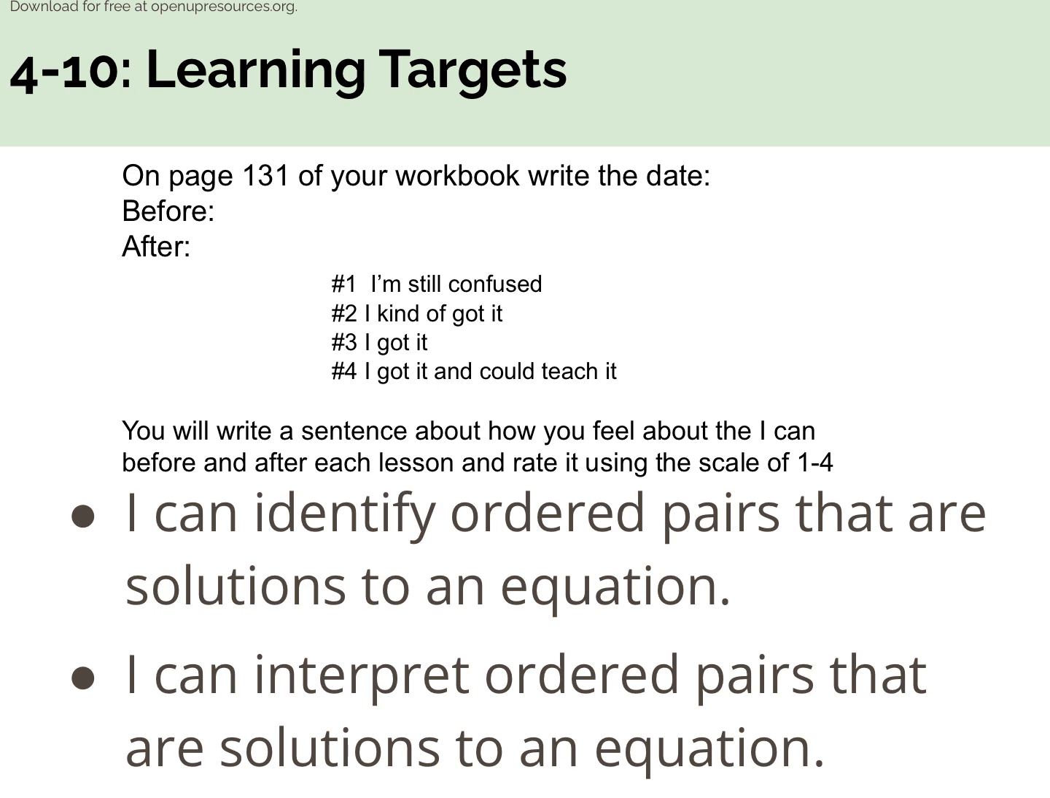All right, so go back to page 131. Let's read the I can statement. I can identify ordered pairs that are solutions to an equation, and I can interpret the ordered pairs that are solutions to an equation. Go ahead and give yourself a sentence and a number. So 1, I'm still confused. 2, I kind of got it. 3, I did get it. And then 4, I can teach it to my friend. So you should now have 2 sentences and 2 numbers for this lesson. If you did not understand something, please go back through it and see what's going on.